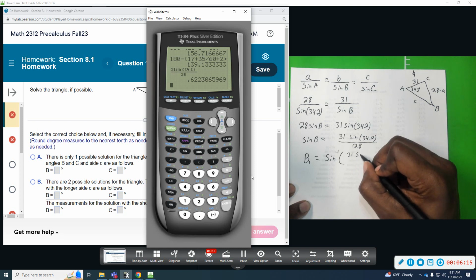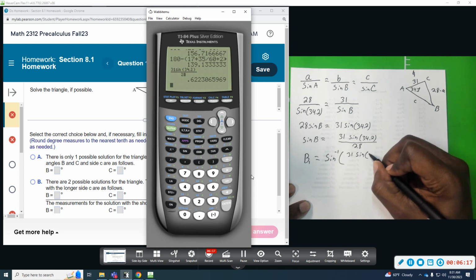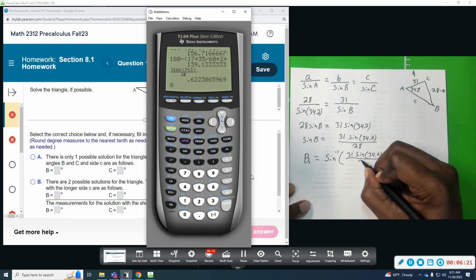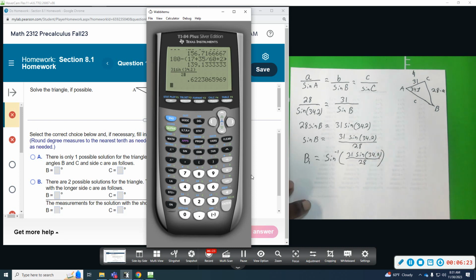31 sine 34.2 over 28. So I've already plugged that into the calculator. All I need to do is recall inverse sine, and I'm going to tell it to pull this number. So if I do second and then the negative sign for answer, ANS, it is saying I'm going to put this last answer that you got in here.